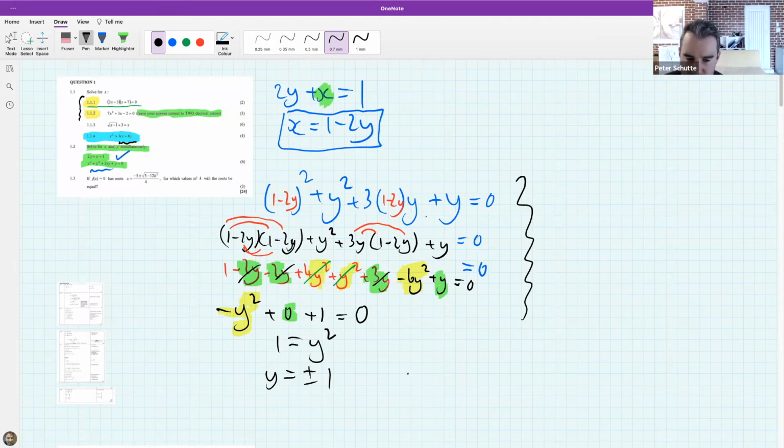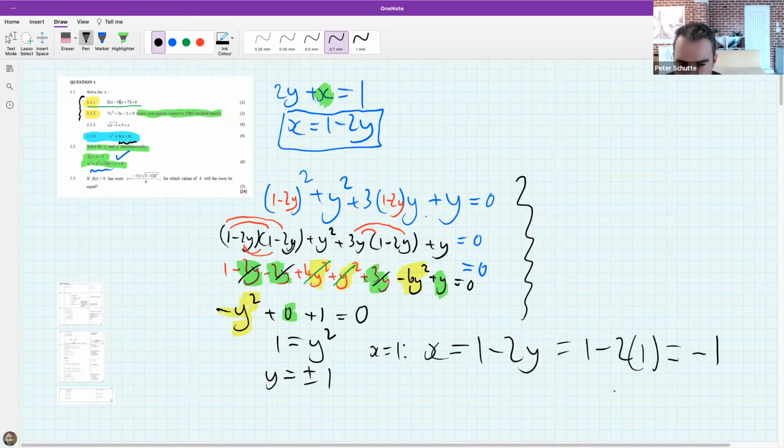Now there's one final step, and the final step is to find x. The way I find x is I use the original equation, which is x equals 1 minus 2y. When y is 1, I'm going to get 1 minus 2 times 1. So let's see if I can put this in. When y is 1, this is going to be 1 minus 2 times 1, which is minus 1. And when y is minus 1, let's get rid of this bit here.